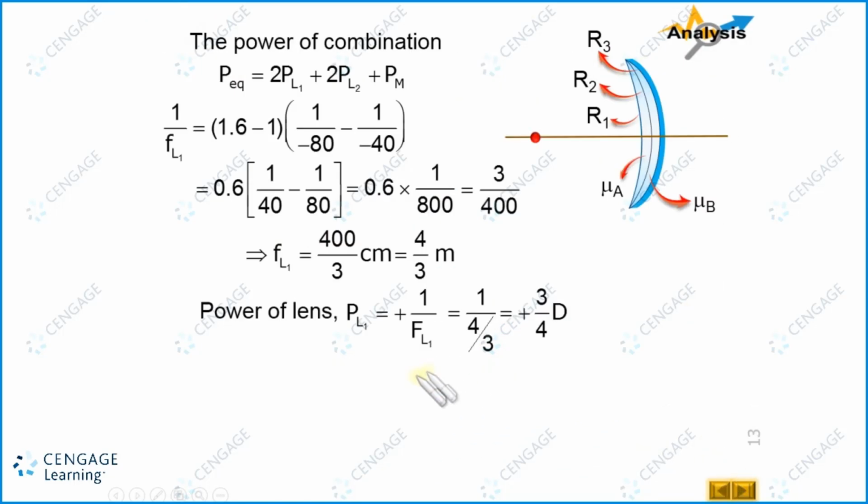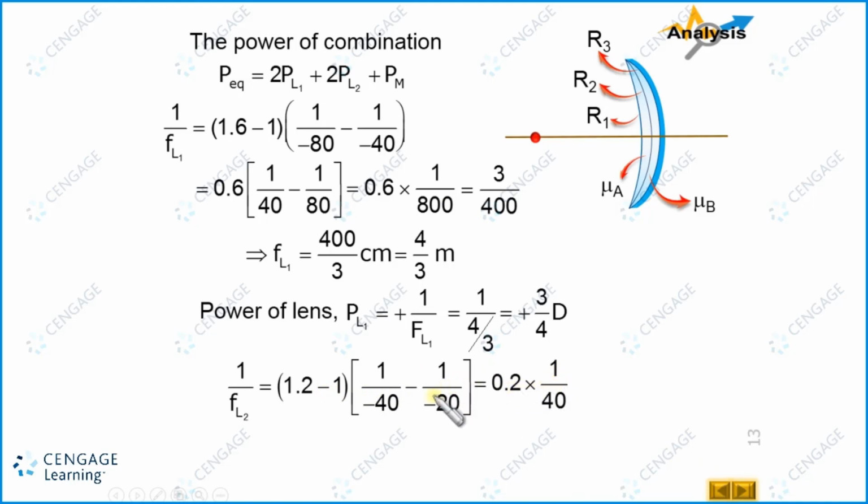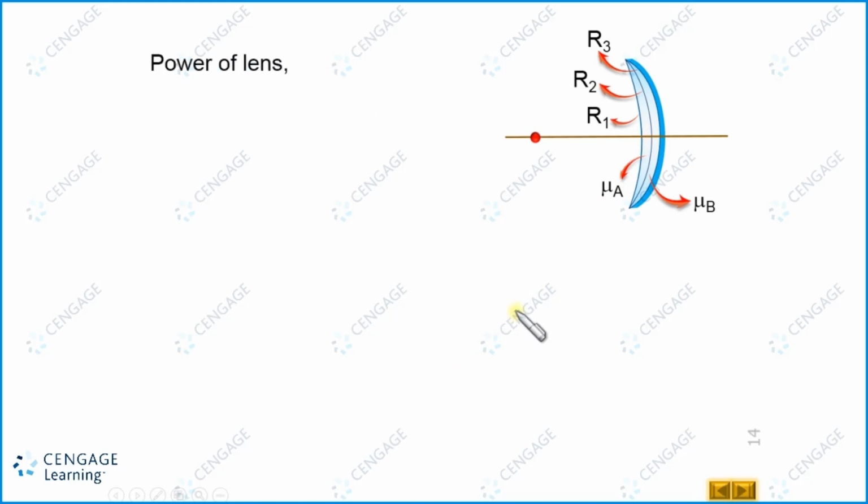So let us substitute the value in the lens maker formula. If we calculate this value, this is equal to 0.2 multiplied by 1 by 40, right? And from this expression we can find the focal length of the second lens, 200 centimeter, that is equal to 2 meter. Okay. Now we can find the power of this second lens. Power equal to 1 upon focal length with a positive sign. So this is equal to 1 by 2, that is equal to 0.5 diopter.